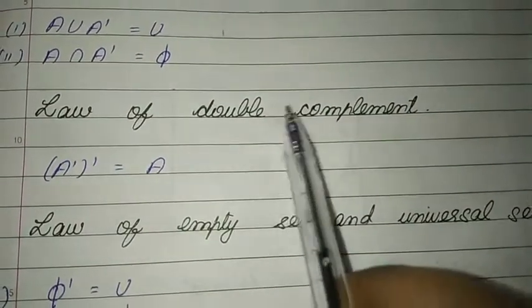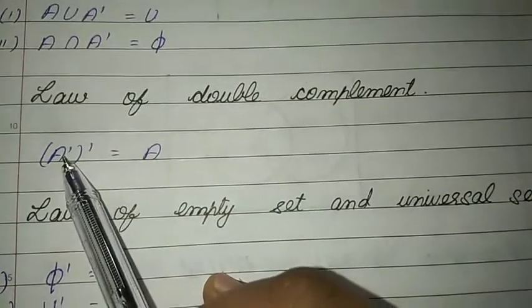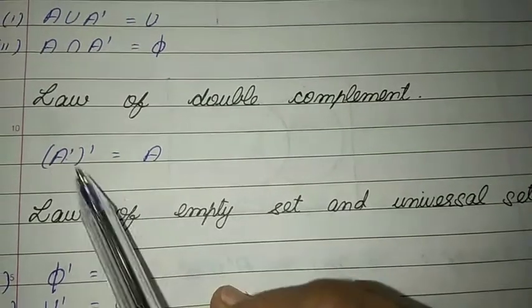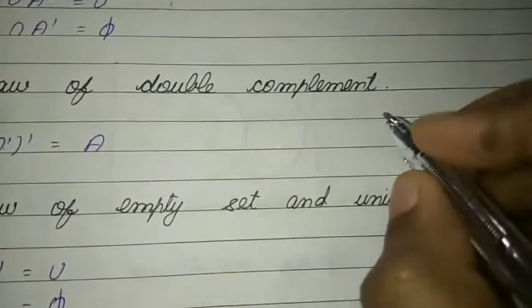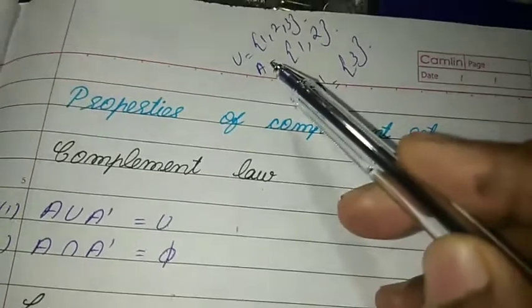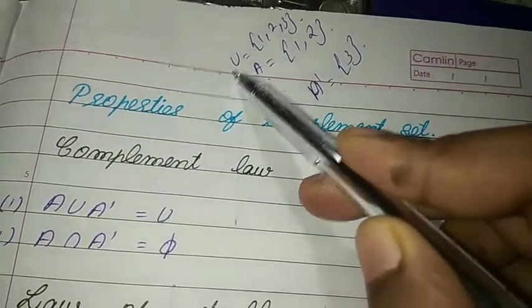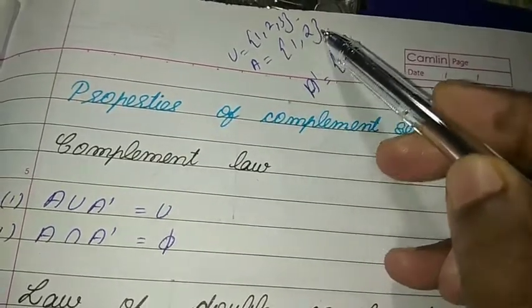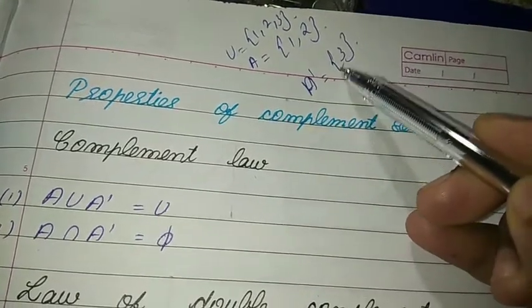Now, the law of double complementation. Double complementation means A dash the whole dash is equal to A. I said already over here that U is equal to {1, 2, 3}, A is equal to {1, 2}, and A dash is equal to {3}.